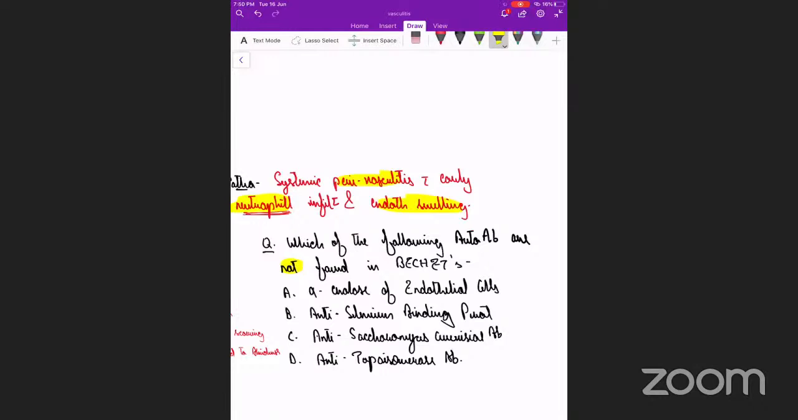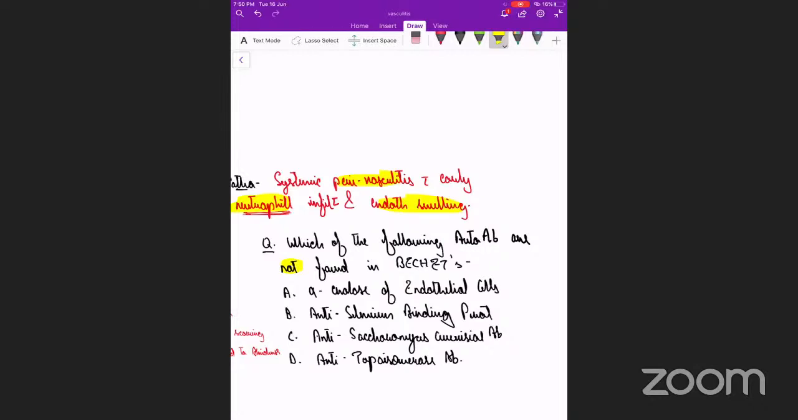This is taken from Harrison. This question has not been asked till now, but in future it can be asked. It is a very good question which can be asked in the future. Okay, 1+ tells anti-topoisomerase antibody is not associated.